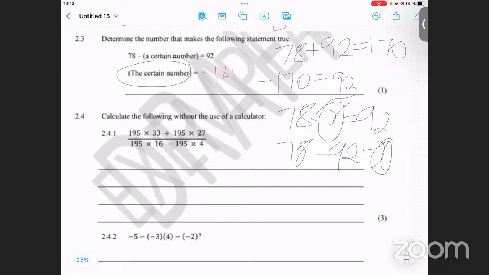So we have a what? We have 195 multiplied by 33 plus 195 multiplied by 27, all divided by 195 multiplied by 16 minus 195 multiplied by 4. And what is the next step that we're gonna take, Busisiwe? What's gonna be our next step? Ma'am, I think we're gonna work out the multiplication.